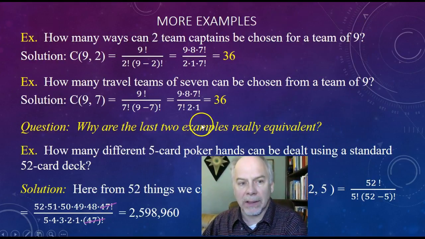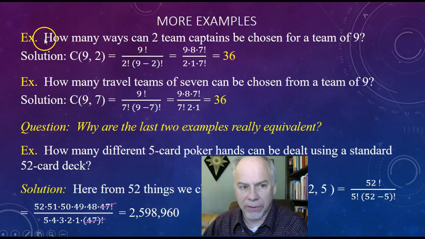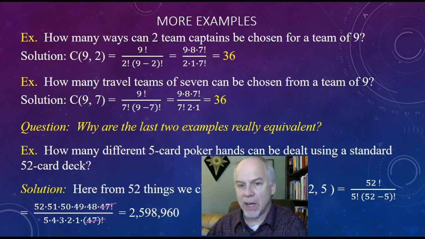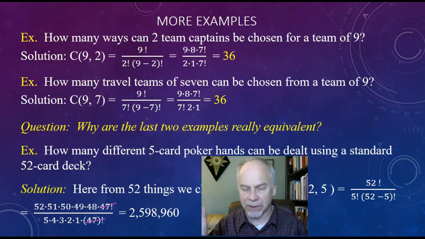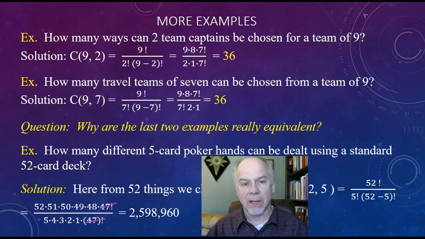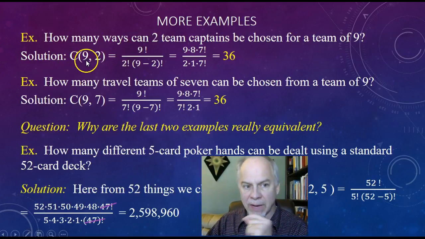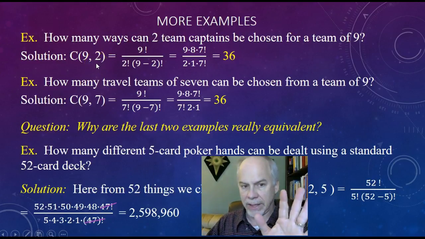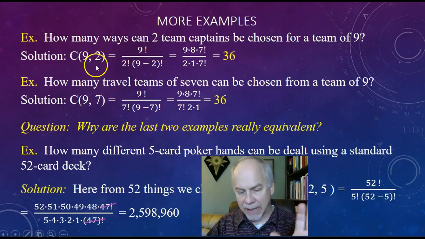So look at this first example. How many ways can 2 team captains be chosen for a team of 9 players? So you've got 9 players on the team. How many different ways are there to choose 2 people to be team captains, co-captains? Well, you're choosing 2 out of 9, and the order doesn't matter. So that's why it's combinations.